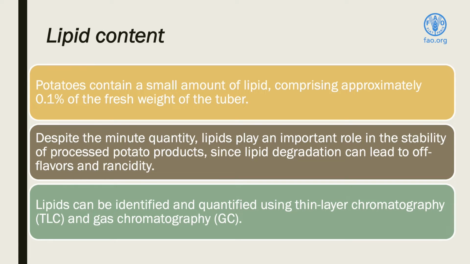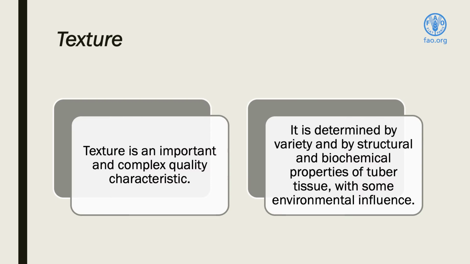Next parameter is lipid content. Potato contains a small amount of lipid, comprising approximately 0.1% of the fresh weight of the tuber. Despite the minute quantity, lipids play an important role in the stability of processed potato products. Lipid degradation can lead to off-flavor and rancidity. Lipid content can be determined using thin layer chromatography or gas chromatography.